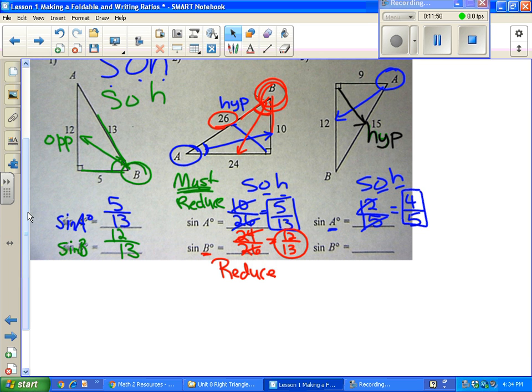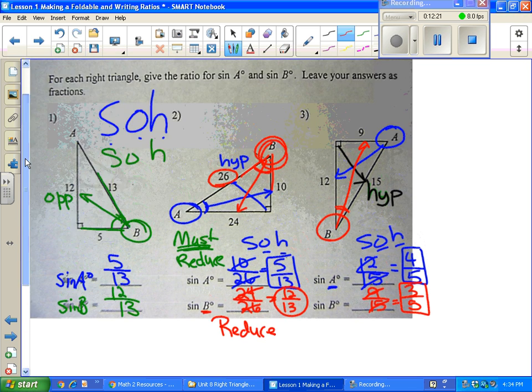Sine of angle B, our last example. This time I'm sitting in angle B. It's like you're sitting in a chair looking out over the triangle. What's opposite from B is all the way over there. 9 is opposite; 9 does not touch B. 15 is still my hypotenuse, and this time 3 goes into 9 3 times, and 3 goes into 15 5 times. 3/5.